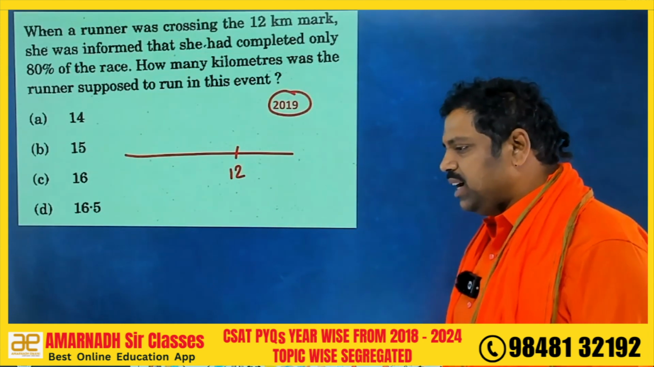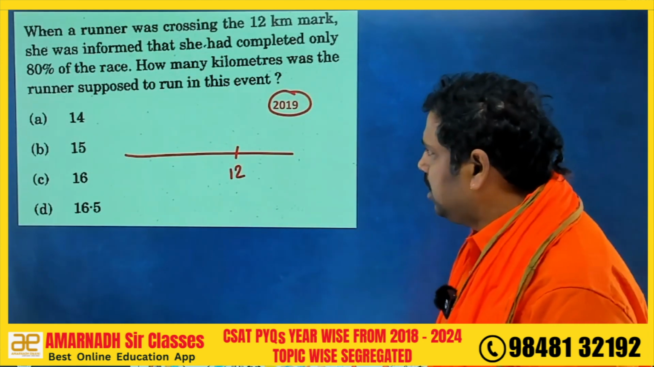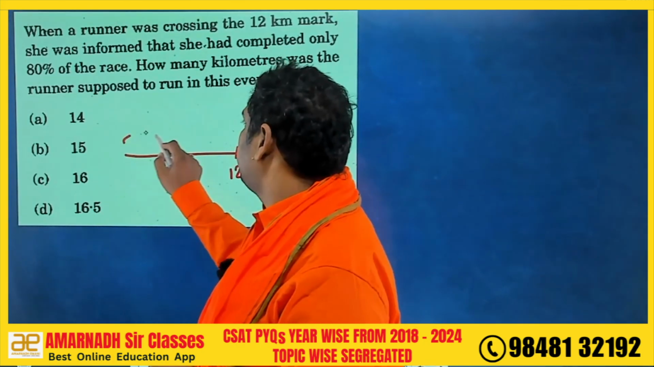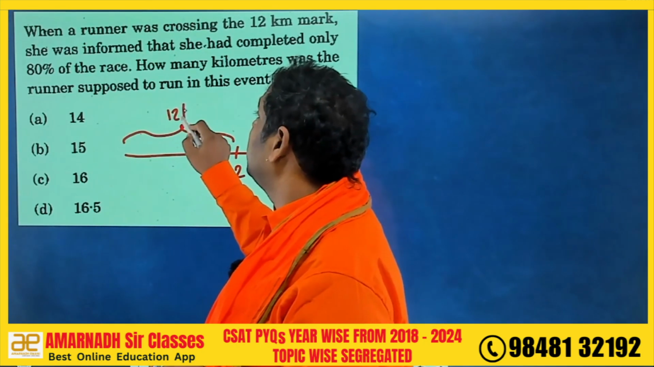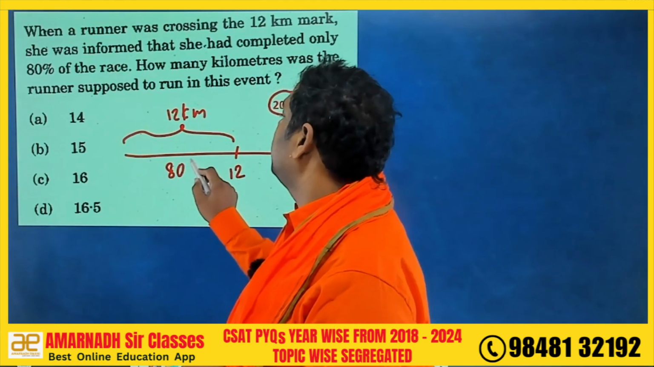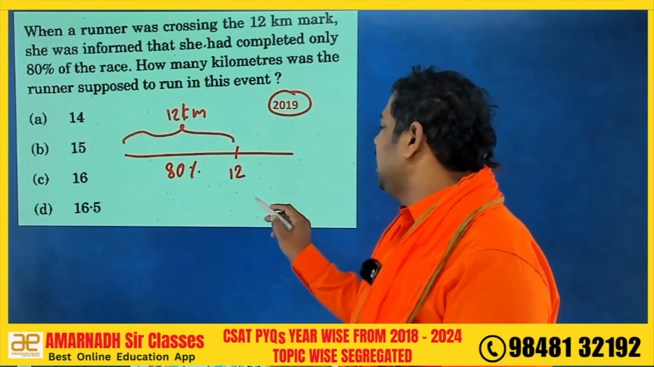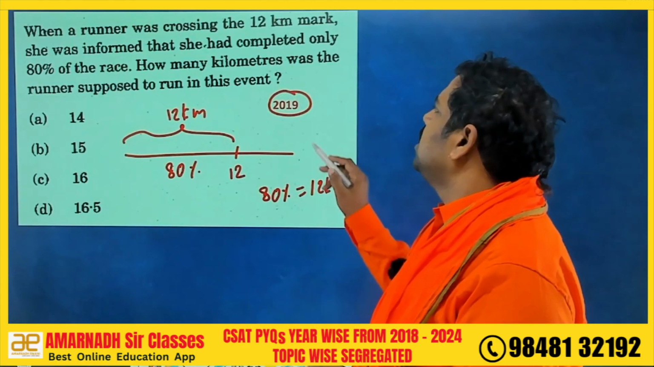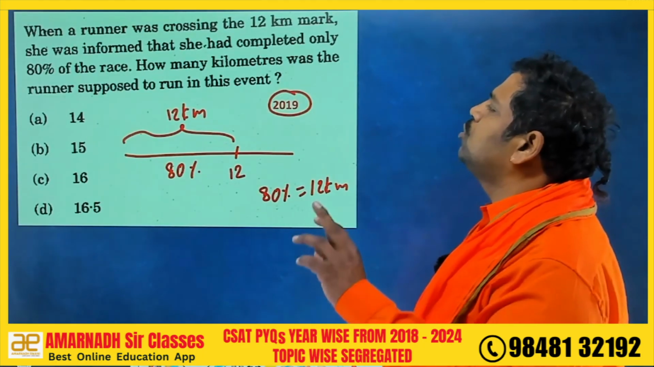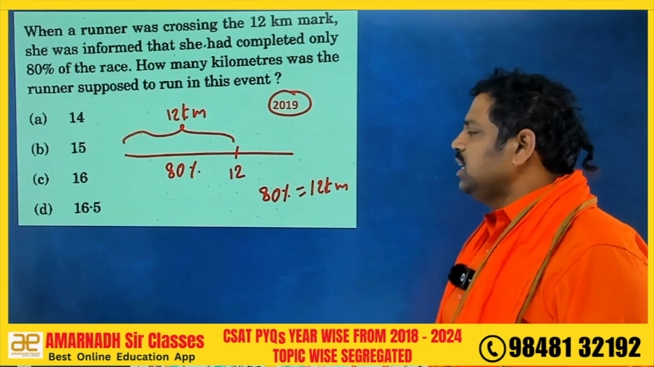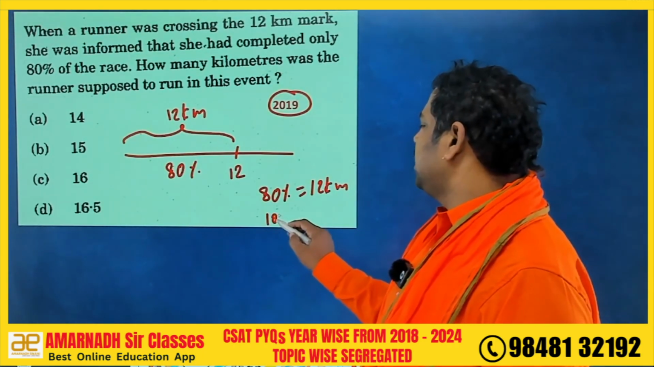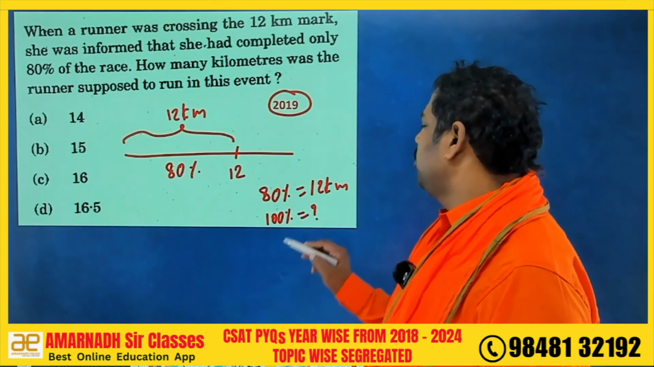He is specifically mentioning the 12-kilometer mark, which means I have run how many kilometers? 12 kilometers. The distance I have run is 12 kilometers. And he said that you have completed only 80% of the race. So I can say that 80% of the race is equal to 12 kilometers. How many kilometers was the runner supposed to run in this event? So in this event, how many kilometers does he have to run? He is asking. I'll say that in this race, he has to run 100%, right or wrong?